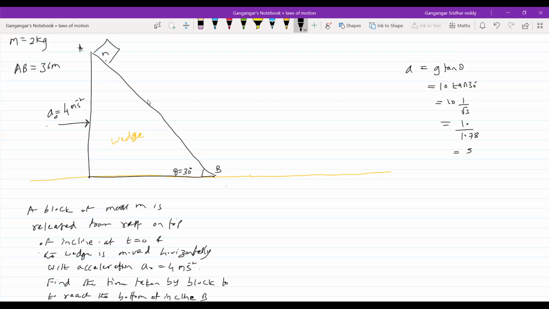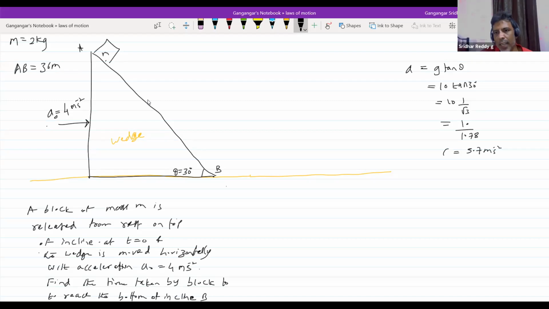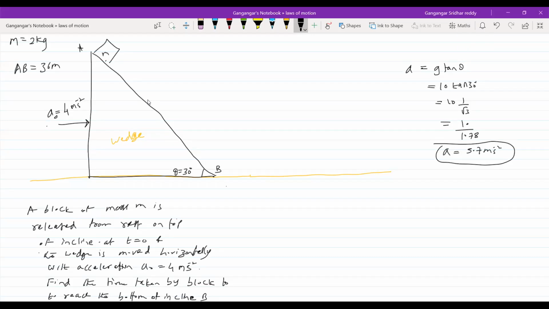5.7, sir. Acceleration 5.7. Yeah, if the acceleration of the wedge is 5.7, then the block will not slide. Am I right? But how much acceleration is there? 4 meters. So what happened to the block? Slide down. It will slide down.